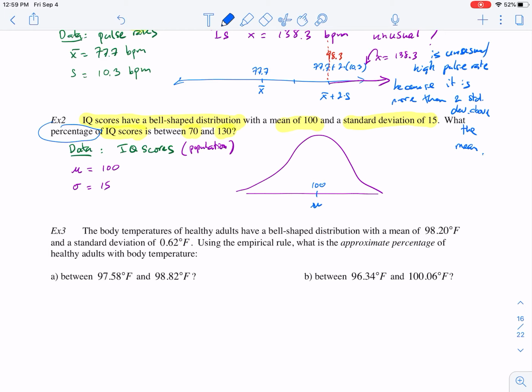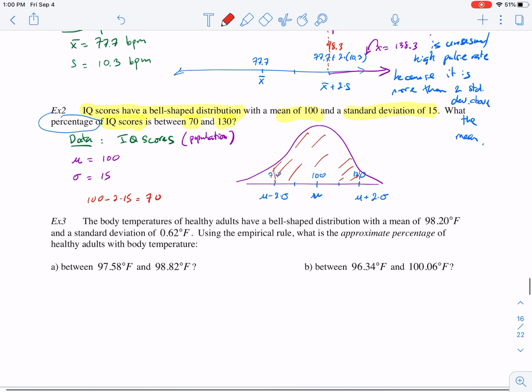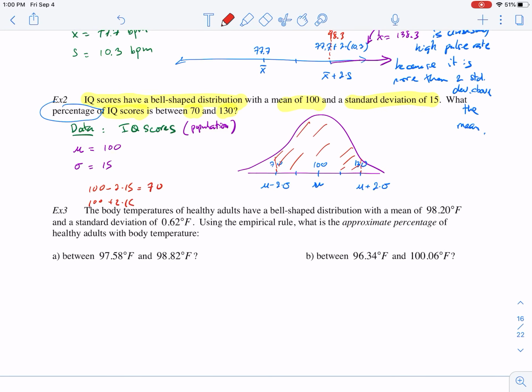Okay, and then we're going to say, what percentage of IQ scores are between 70 and 130? We can say 130 is 2 standard deviations above the mean. So 130 is right here. That's mu plus 2 times sigma. And then 70 is mu minus 2 sigma, right? Would you agree? So if you take 100 minus 2 times 15, that's 70, which is 2 standard deviations below. And 100 plus 2 times 15 is 130, which is 2 standard deviations above the mean.